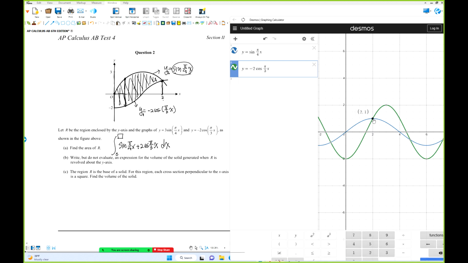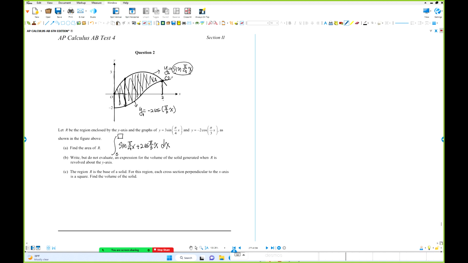That's the intersection point, 2 and 1 from the graph. You can see that. This is x equals 2. They have an intersection over here. So we take the integral from 0 to 2, right? Now, using our calculator, we're going to find the area of this region.